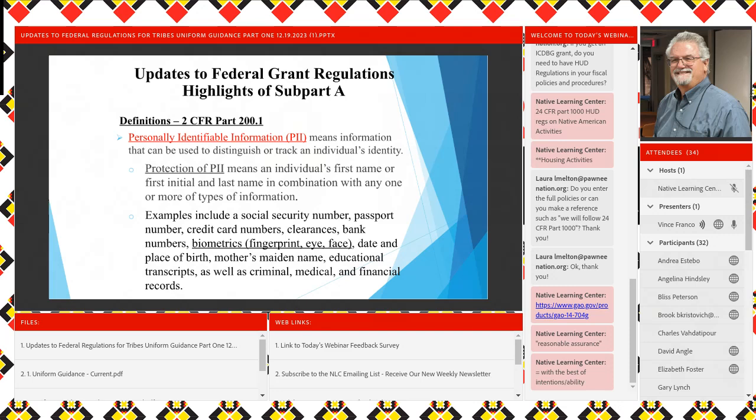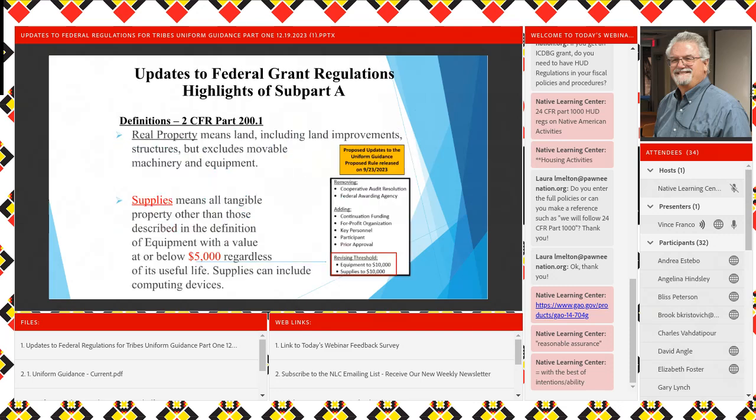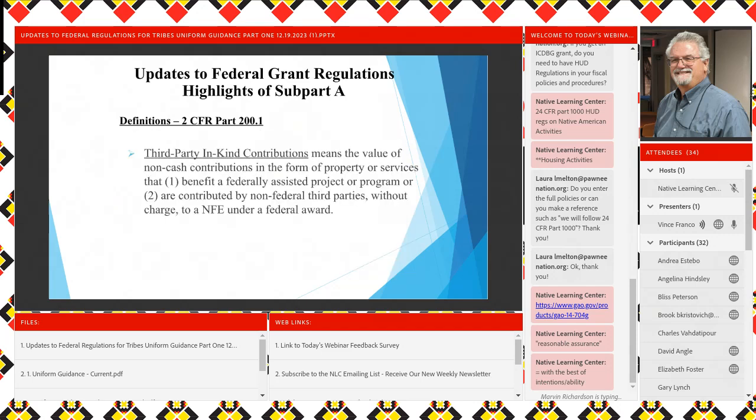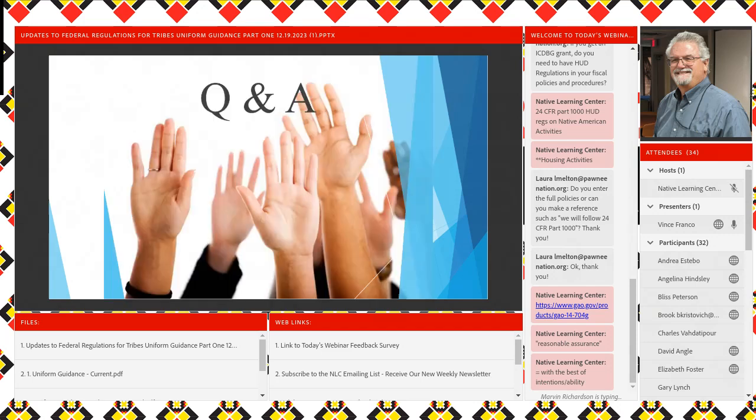So, you know, this is becoming more and more prevalent. Here's the supply threshold I was talking about. Same thing as equipment, the supply threshold is going up. Right now it's $5,000, and as you can see in the box on the right, they're talking about increasing that to $10,000, but it's not at $10,000 yet. Okay, let's skip over that. That's subpart A. Let's see how we're doing for time. I've got to keep moving here.